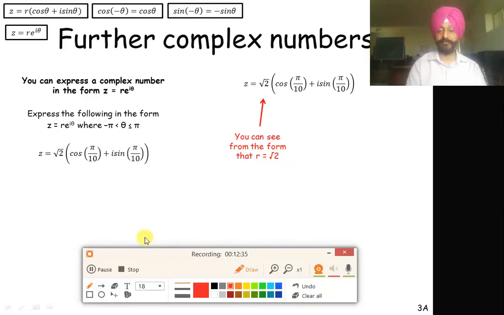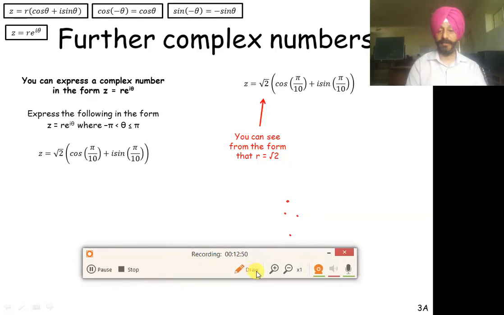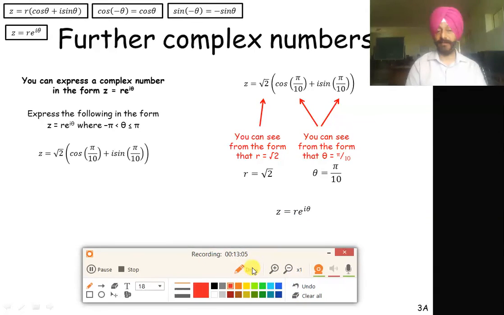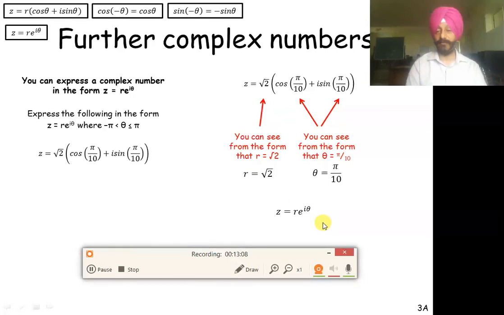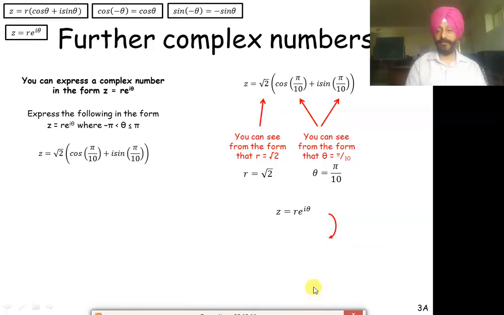So, how do we write it? Here r is equal to root 2 and theta is equal to pi by 4. So, if r is equal to root 2 and theta is equal to pi by 4, how do we write it? Theta is equal to pi by 10, sorry, and then z is equal to r e raised to the power i theta, and r e raised to the power i theta is equal to, r means root 2 and theta means pi by 10. So, this means z is equal to root 2 e raised to the power pi by 10 i.